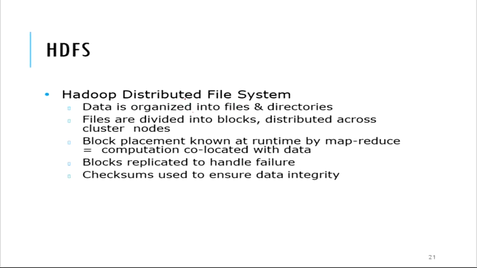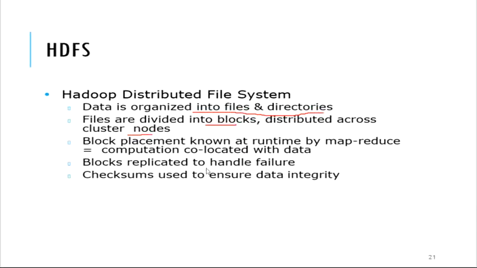Now, Hadoop file system, just like any other file system, organizes data into files and directories. Okay? So the concept of directories is there just as in any other regular file system. And these files are divided into blocks distributed across cluster nodes. That's the only difference, that these blocks now reside on different physical cluster nodes instead of being co-located. So the block placement known at runtime by MapReduce is equal to the computation co-located with data.